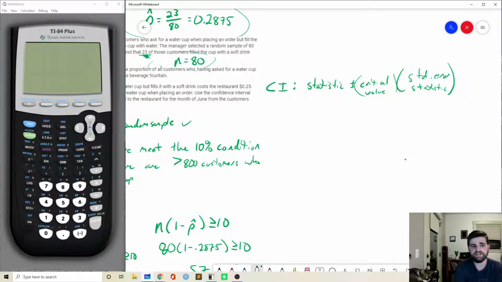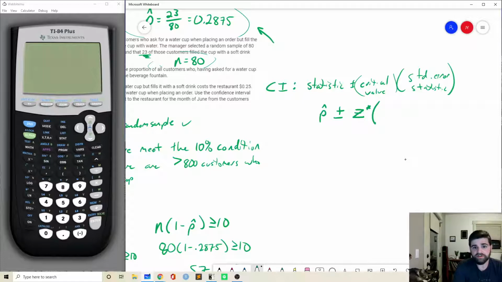So our statistic, our sample statistic, in this case, we're using p hat. So we want the p hat. And then our critical value, we're going to be using z here. We're doing a one sample z interval. So this is pretty much a z-score, but instead of measuring how many standard deviations away we are, we're going to be looking at how many standard errors we are. So don't call it a z-score, although it's kind of the same thing.